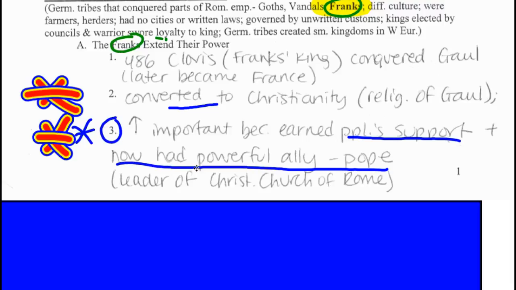So was he inspired because Clovis thought Christianity was the only religion to be? Possibly not. It might have been a more strategic move that he knew would help his power.